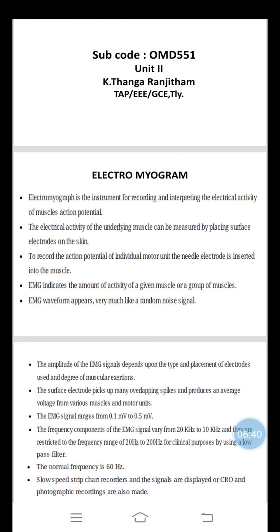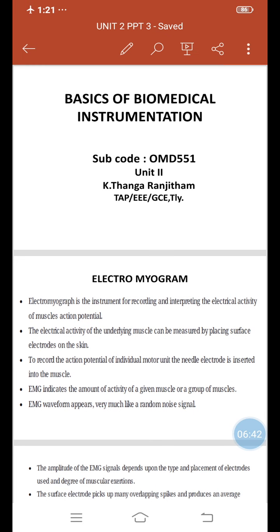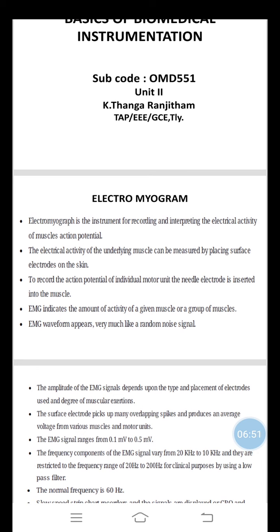Okay, so up to this we completed the second unit. The important questions are: the first one is frequency and voltage range of bioelectric signals. The second one is electrocardiogram. The third one is electroencephalogram. The fourth one is electromyogram. These four are the most important questions we may expect in the university exam.